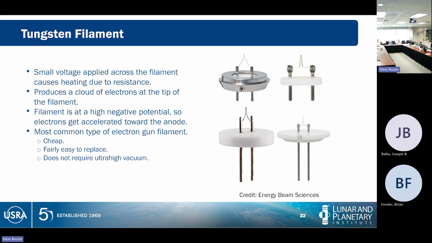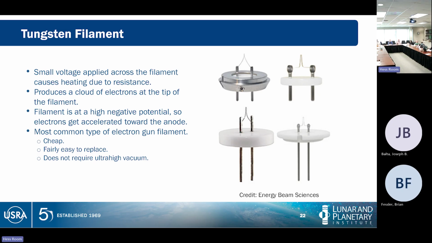There are still some benefits to these. This one is a page where you can buy tungsten filaments for your electron microscopes. There's lots of little shapes of them. They are cheap comparatively. They are easy to replace, and compared to a field emission gun, they do not require as high of a state of vacuum. So the maintenance is a little less in terms of that.